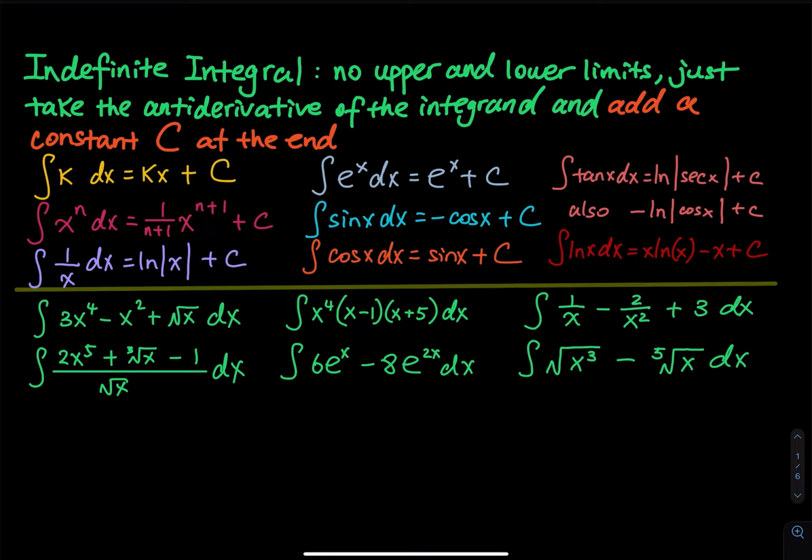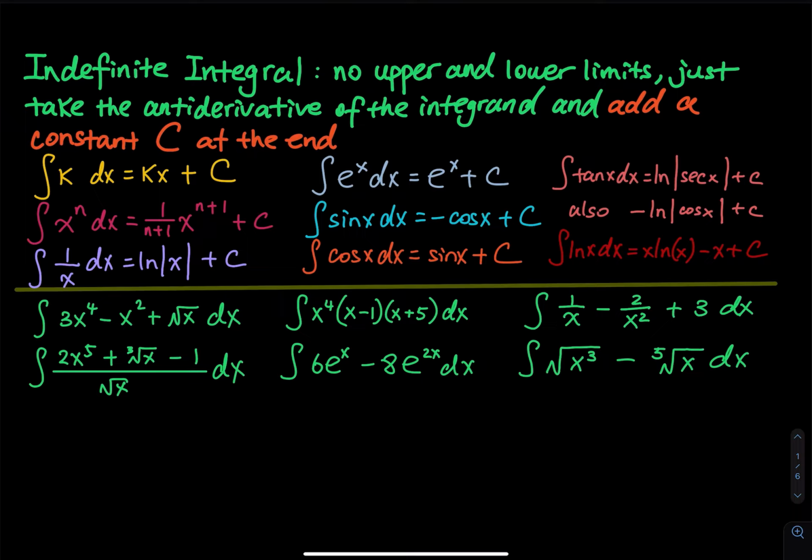But the integral of tangent has two different answers. The first one is ln of the absolute value of secant, and the other one is negative ln of the absolute value of cosine. The reason is that secant is equal to 1 divided by cosine, so you have ln of 1 divided by cosine, which is ln 1 minus ln cosine. Since ln 1 is equal to 0, the minus stays in there. That's why there are two formulas for the integral of tangent.